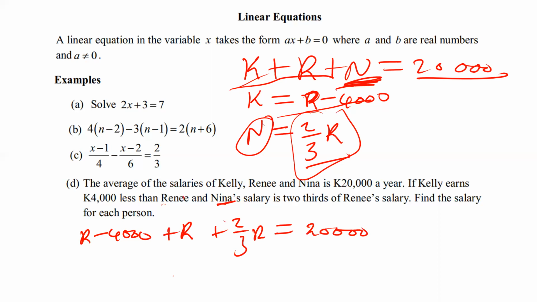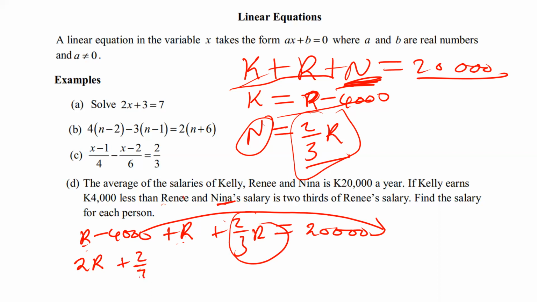So the other thing that you need to do here is to collect the like terms. I'm going to take this 4,000 to the other side of the equal sign, and then I'll add the remaining terms because they all contain R. So R plus R, this is going to give me what? 2R, and then I'm going to add this to 2/3 R. So I'm going to have 2/3 R.